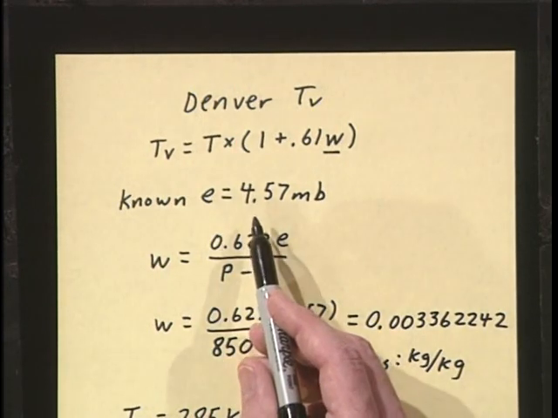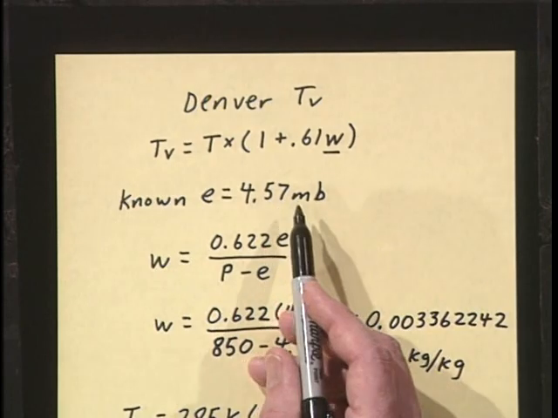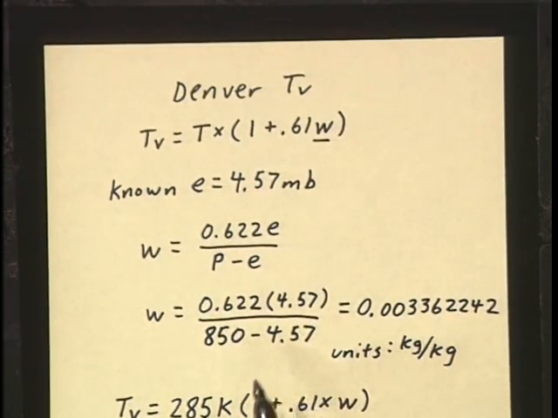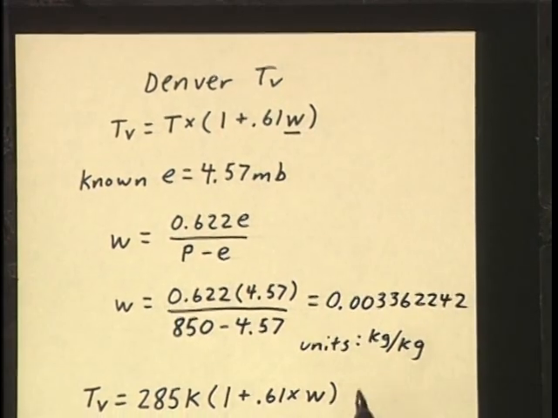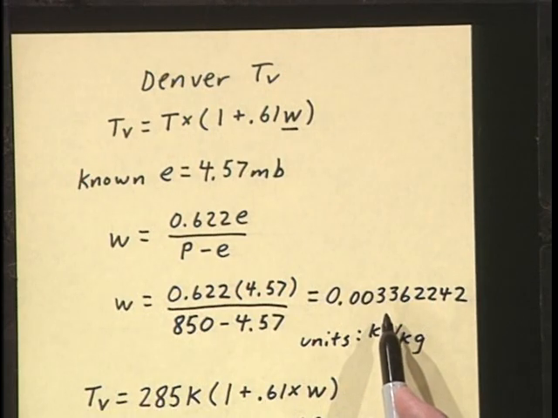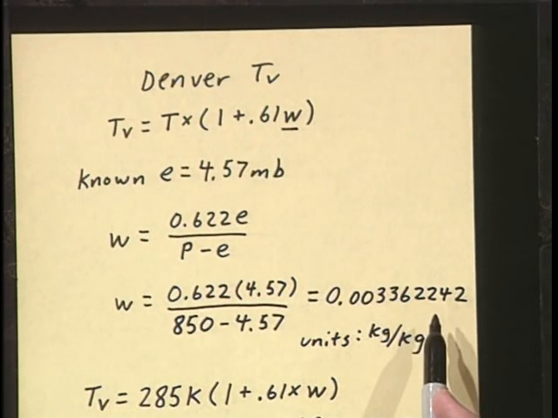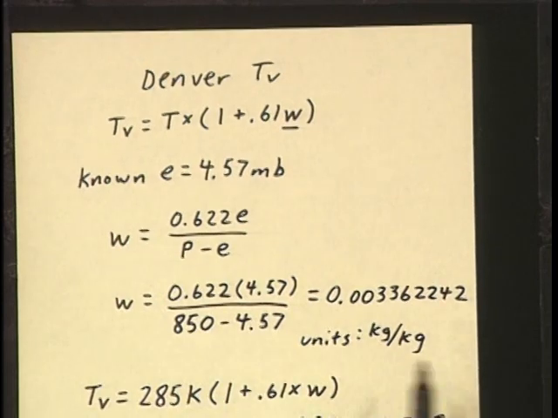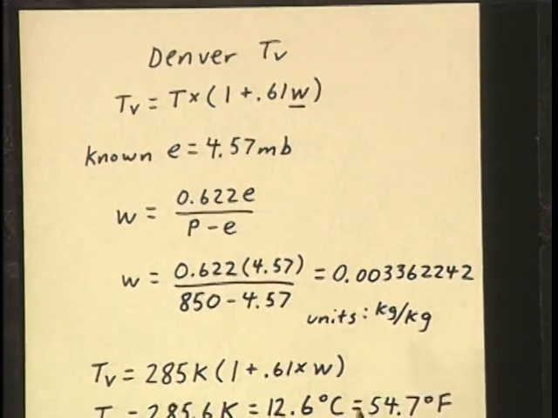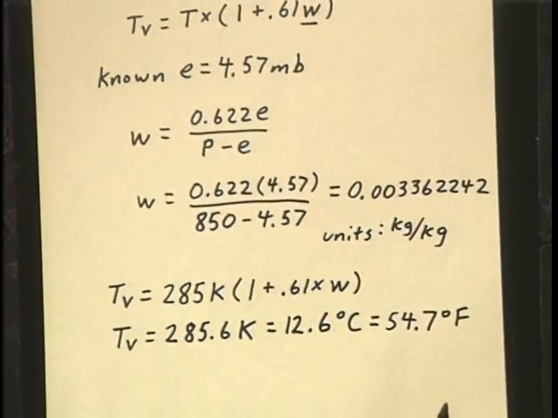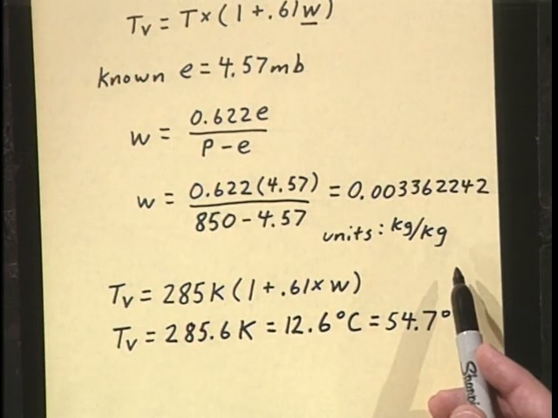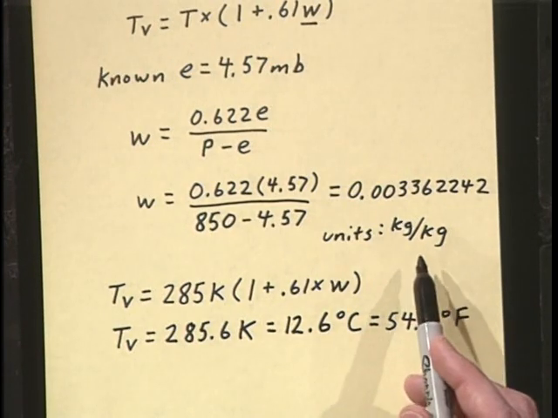So we'll plug in the 4.57 in for E in both places here in the equation, and we end up with a mixing ratio value of 0.003362242, and this is in units of kilograms per kilogram. And we have it in kilograms per kilogram to plug it back into the equation.